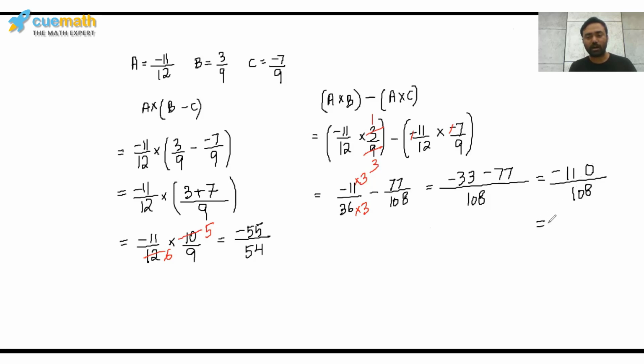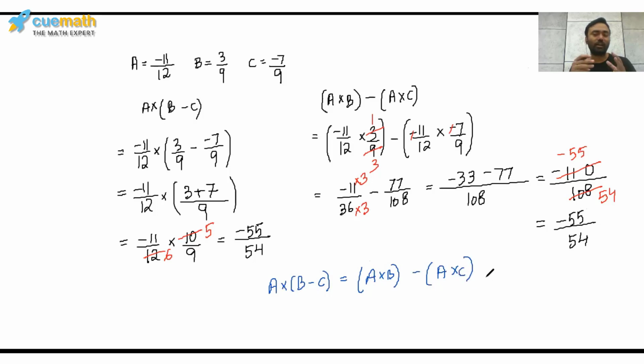If we reduce this part, basically this would be 2 negative 55s times negative 110, and this is 2 54s times 108. Eventually the final result would be negative 55 over 54. Now if we look at these two values, we can come to a conclusion that A times B minus C is equal to A times B minus A times C. So basically what we saw in case of addition is applicable even in the case of subtraction as well.